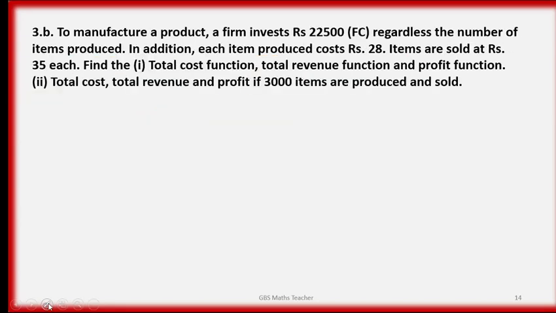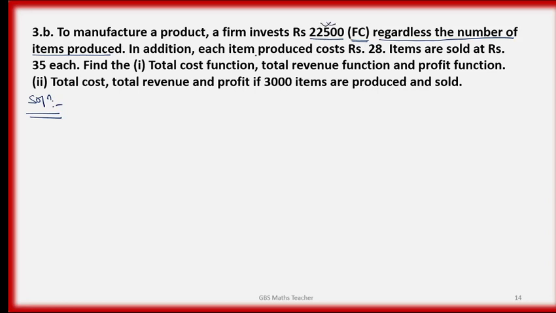Here we can see the question, solution of the question. Before the solution, let me highlight the given details of the question, dear students. The manufacturer of a product, firm invests 22,500. Here I have written this fixed cost because regardless of the number of items produced, that's why the investment is made even without items produced. That's why it is called fixed cost.